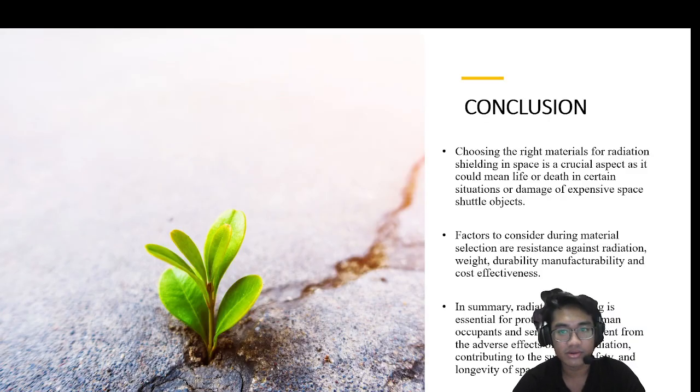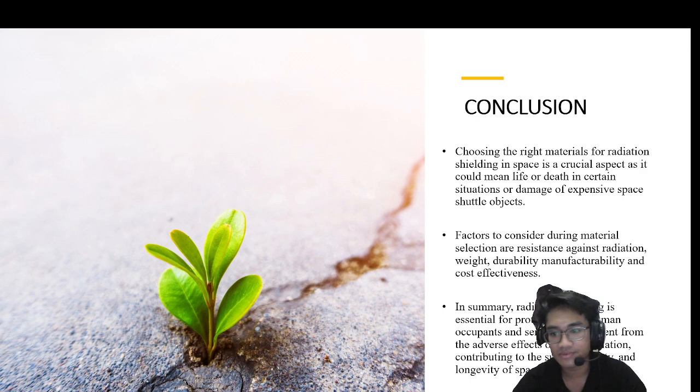For the conclusion, we need to choose the right materials for radiation shielding in space, as it is a crucial aspect because it could mean life or death in certain situations, or damage to expensive space shuttle objects and equipment. Factors to consider during material selection are resistance against radiation, weight, durability, manufacturability, and cost effectiveness.